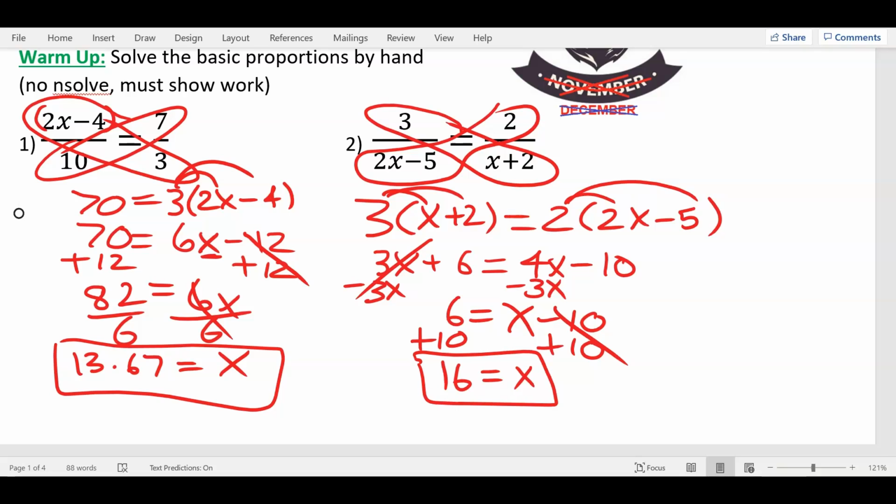That's it. So yesterday's were basic proportions. You didn't have all these extra distribution steps. If you weren't here yesterday, I can get you the assignment, or you'll get it in the blue bin here in a minute.